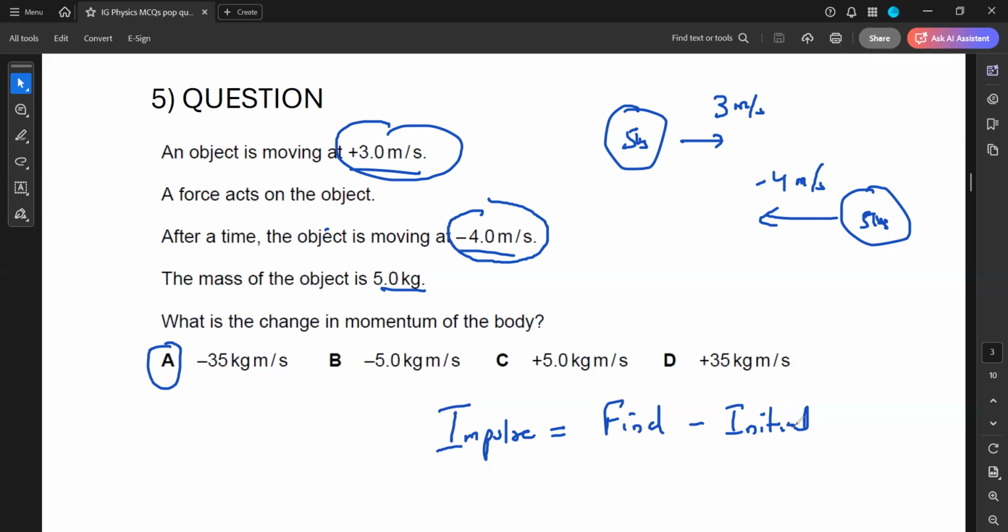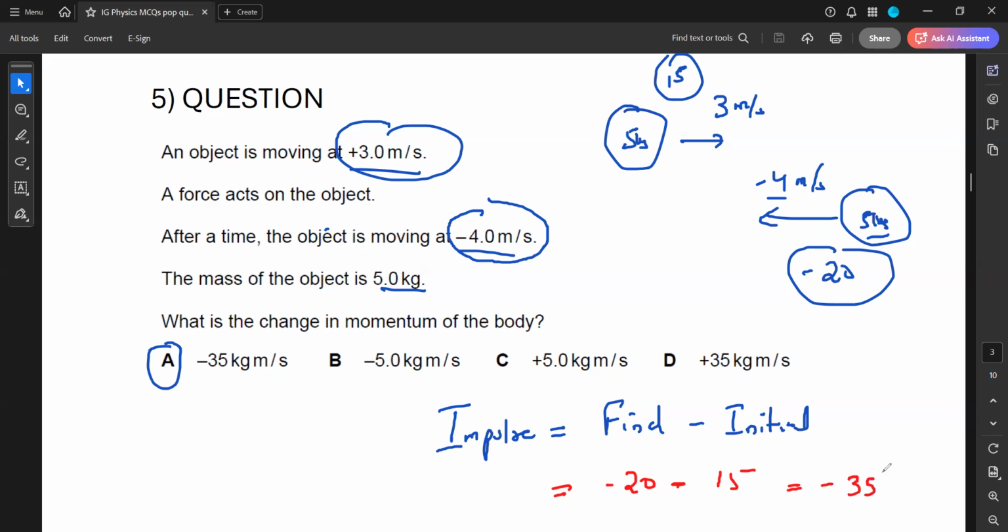So what is the final momentum? How do we work out the final momentum? This is minus 4 multiplied by 5, which equals negative 20. And what is the initial momentum here? 5 multiplied by 3 makes 15. How to get the impulse? Impulse is the difference in the momentum, final minus initial. The final is minus 20, minus the initial momentum, which is 15. So minus 20 minus 15, what will we get? We'll get minus 35 Newton second or kilogram meter per second.